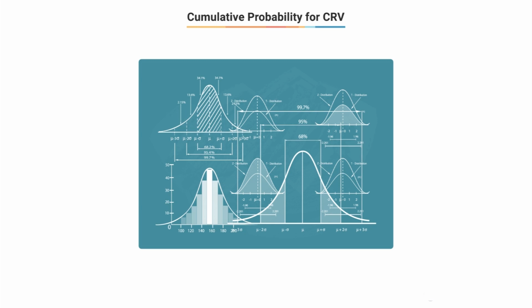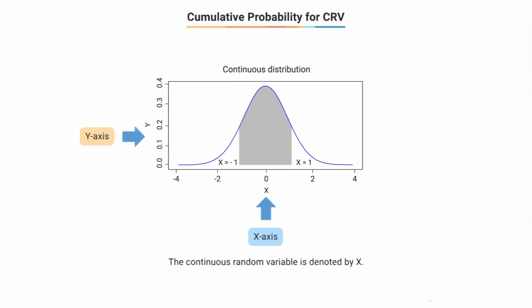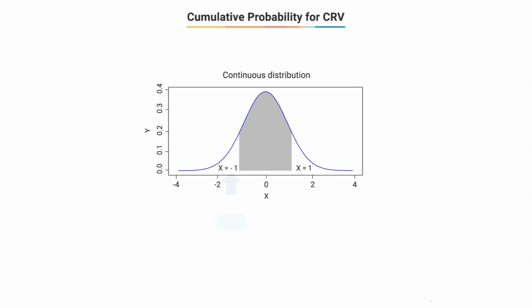So let us take an example where we have considered some probability density function. So we have x and y axis. So this is our continuous random variable, let it be defined by capital X. The x-axis goes from minus infinity to plus infinity. On this chart, we have also marked -1 and +1 for the x random variable. And if we want to calculate the probability of x between -1 and 1, then that will be the area under the curve from -1 to +1.